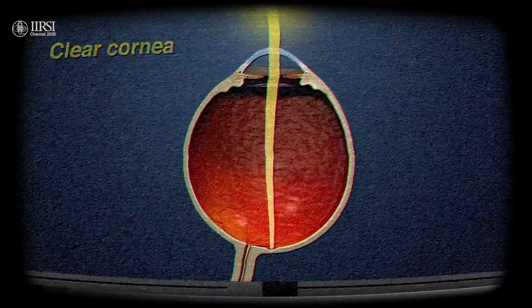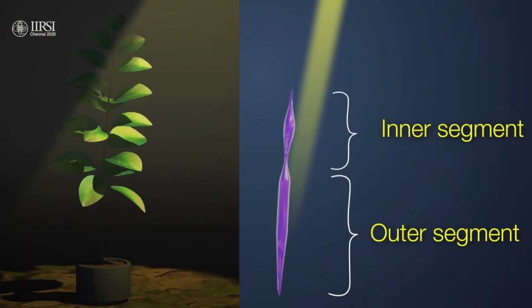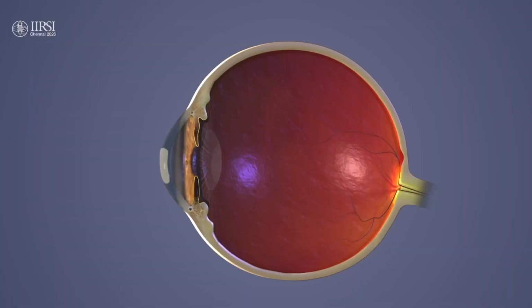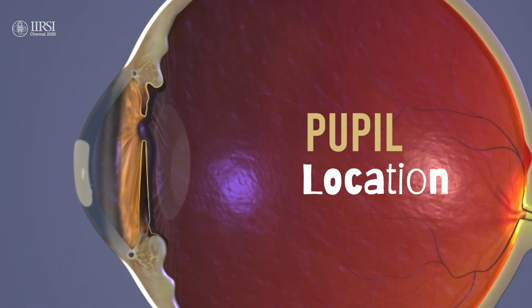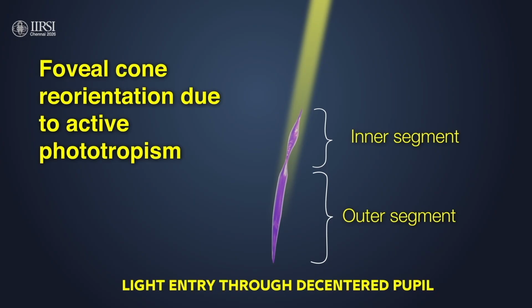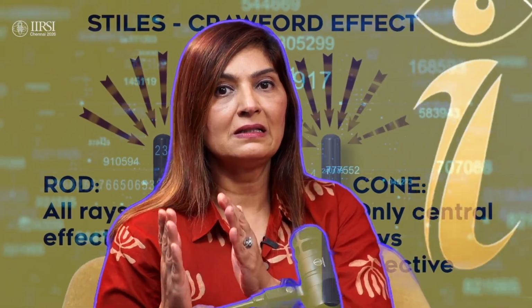What exactly is foveal cone phototropism? So basically it is the tilting of the foveal cones towards the ray of light. When you change the pupil location, you also have the tilting of the foveal cone towards the newly created pupil, and that they have documented actually calculating the Stiles-Crawford effect.